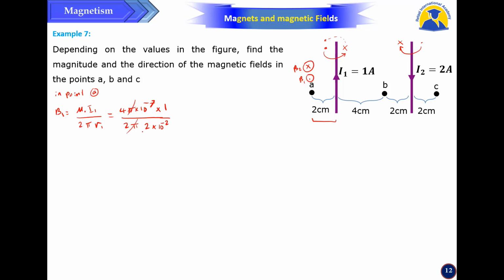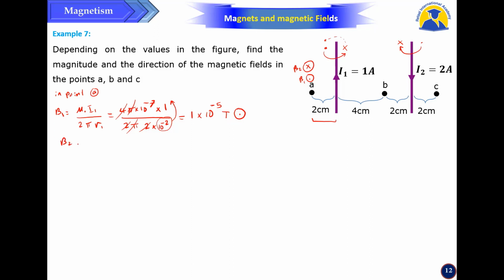The pi cancels with pi. 2 multiplied by 2 is 4, which cancels with 4. So the answer will be 1 multiplied by 10 to the power minus 7. The 10 to the power minus 2 in the denominator we move up, so it becomes positive 2, which means minus 7 plus 2 will be minus 5. The unit of magnetic field strength is Tesla. So this one, B1, has direction of positive Z. So we need to mention the direction here.